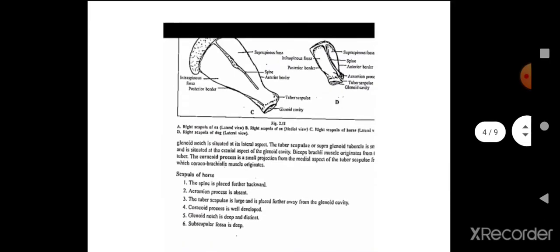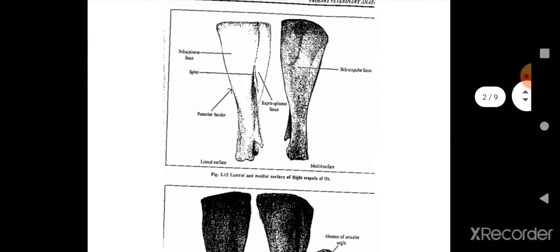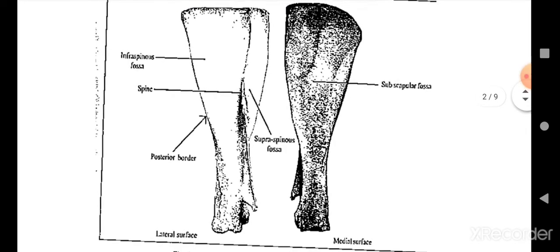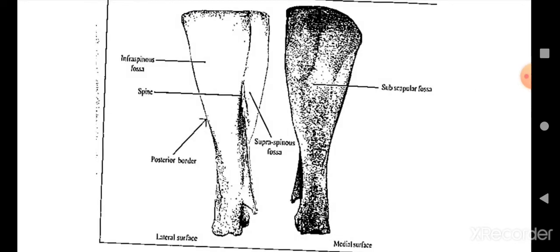Now let us discuss in detail about the scapula. First we will discuss the scapula of ox, then we will compare it with that of other species such as horse, small ruminants, pig, and poultry.